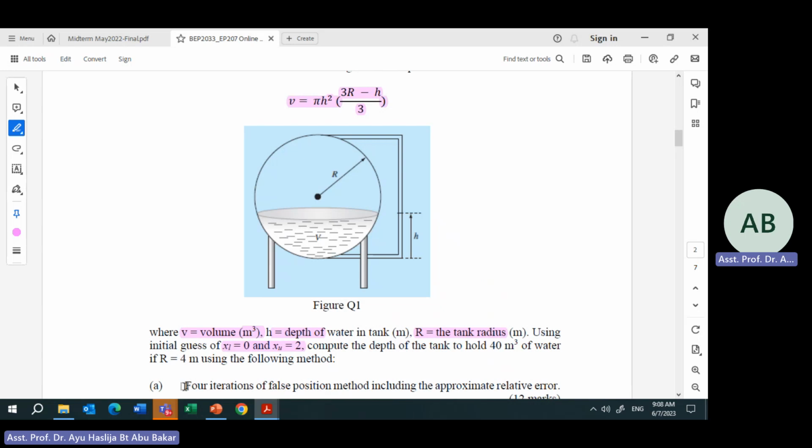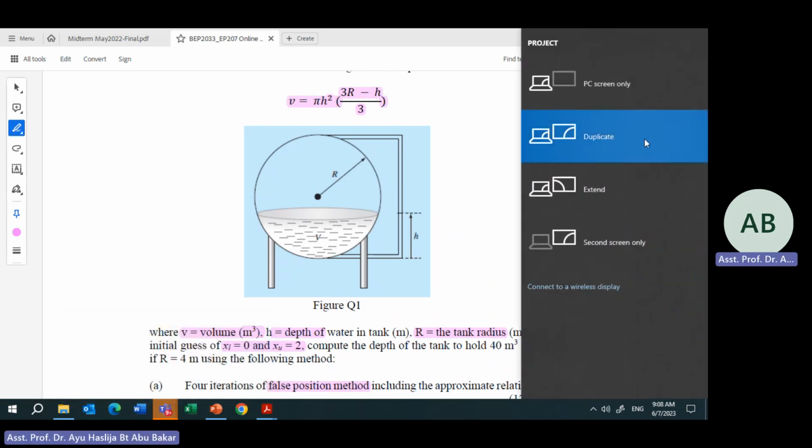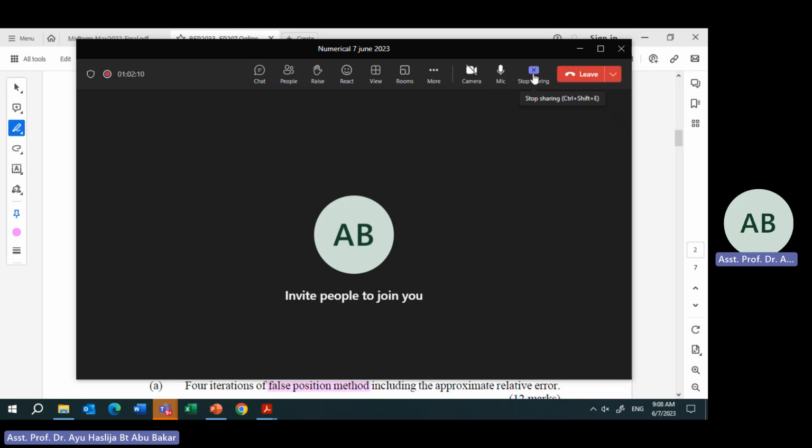We focus on question A, 4 iterations of false position method. Sorry, wrong question. This one is false position. We are looking for fixed iteration. This one you can try later for your false position method. Sorry, my bad. Confused already. I want to find fixed iteration.